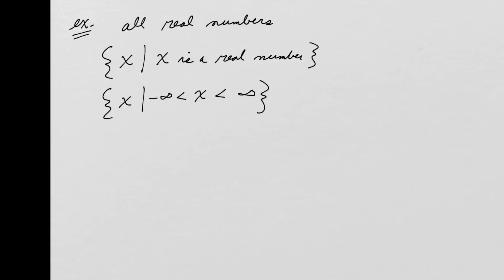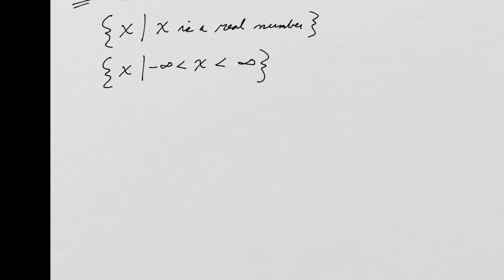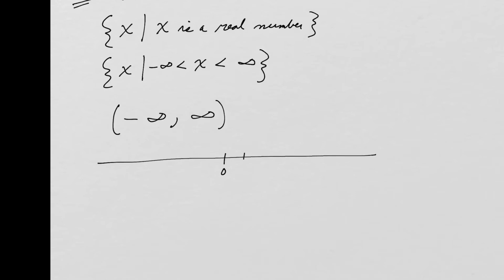How would I write that in interval notation? Well, I would start at negative infinity. Again, I have to use parentheses for infinities, comma, and go all the way to positive infinity. And then in terms of a graph, basically what we would do is just have an arrow going to the right and an arrow going to the left. So it includes all the real numbers. That would be the graph of the set of all real numbers, or x is greater than negative infinity and less than positive infinity.